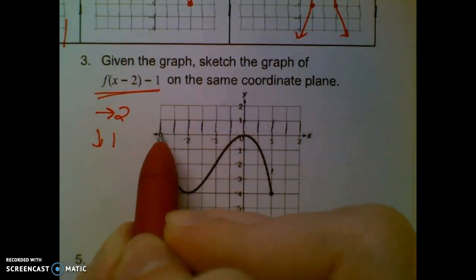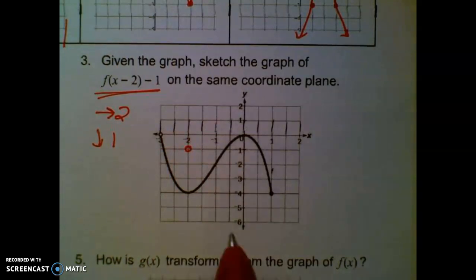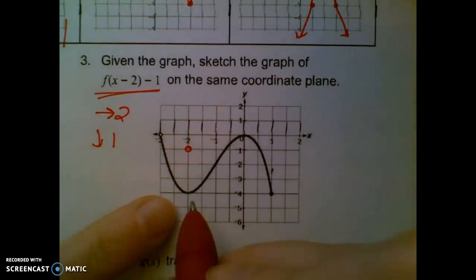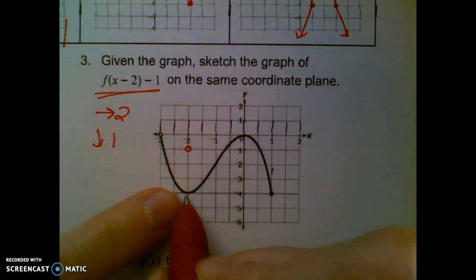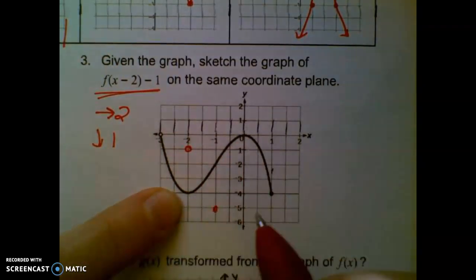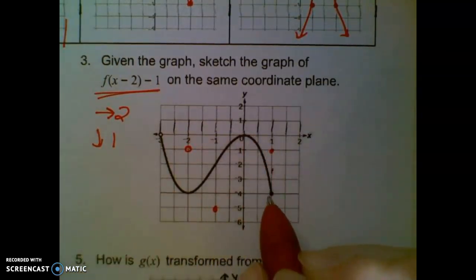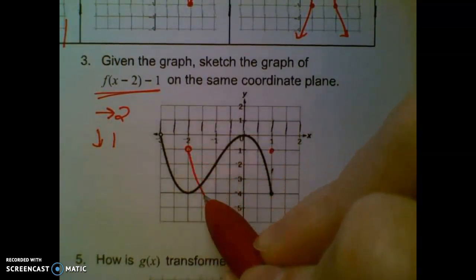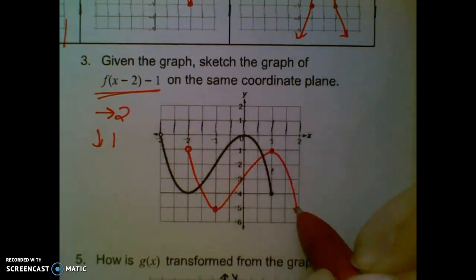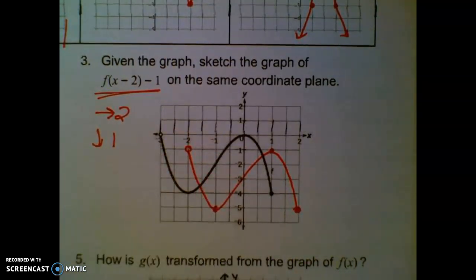So just take your entire function, move it right 2 and down 1. There actually is an open circle here, so I'm just going to keep that guy. So I'm going to go right 2, down 1, little open circle, and just pick points that make sense. So this guy is going to go right 1, 2, down 1. He's going to go right 2, down 1. And then he's going to go right 2 and down 1. And then when you do your best to connect these guys, I have now moved my entire function right 2 units and down 1 unit.